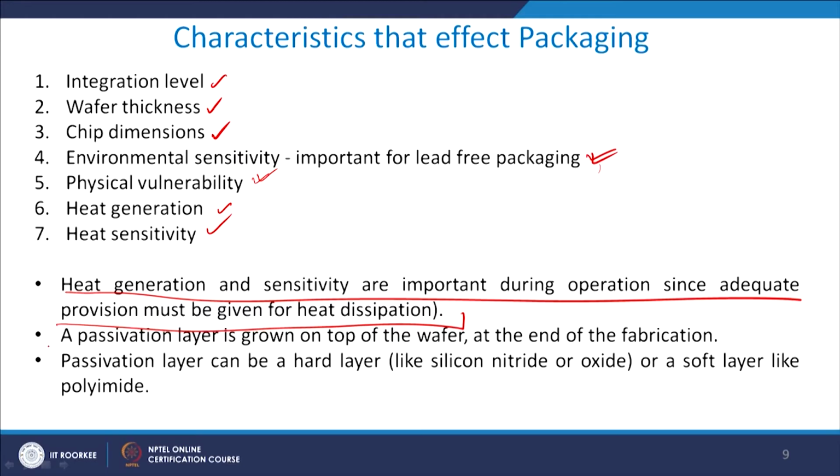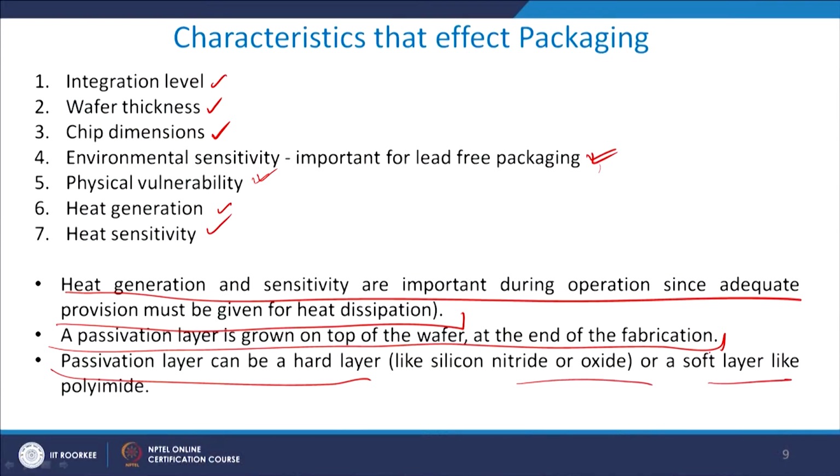A passivation layer is grown on the top of the wafer at the end of the fabrication, and we know the reason why: the passivation layer will help ensure that the lower active devices are not in touch with the environment, and therefore you do not expect them to get bad.